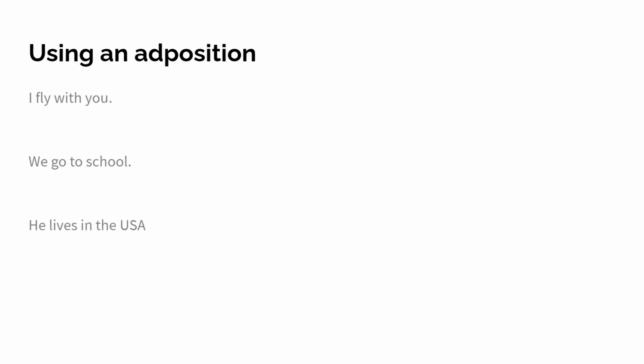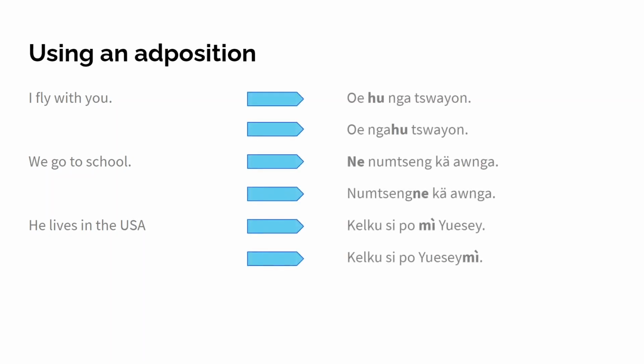Here, 3 small sentences. I fly with you, we go to school, he lives in the USA. And like you see, I always have 2 different translations. Of course, because of flexible word order, we could do a lot more sentences. But the difference I wanted to show here is just that you can put it before and after. But like I said, there are many more possibilities on how to write these sentences. So, I fly with you: oe hu nga twajon. Oe, I, hu nga, with you, twajon. But because we have adpositions in Latvi and not prepositions, I can also say oe nga hu twajon.